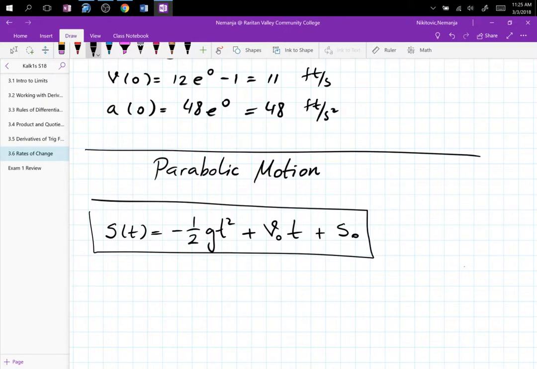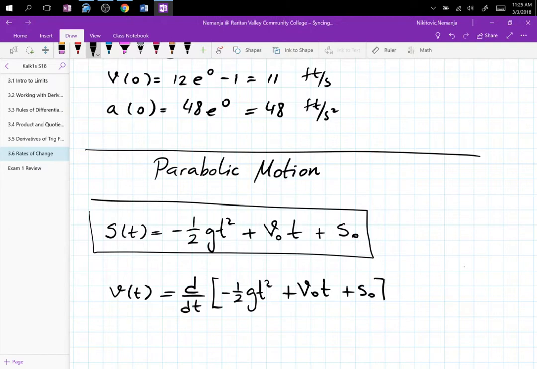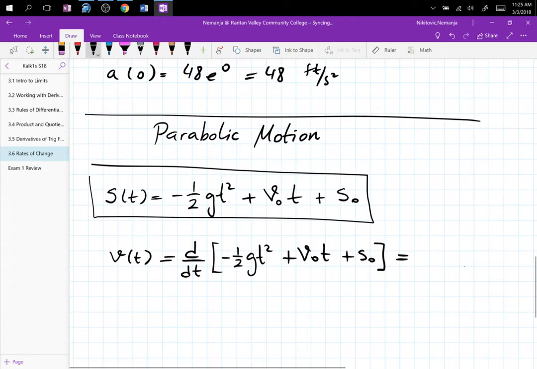So you have the position function given by this equation. Now we are going to take the derivative of this, keeping in mind that we are taking the derivative with respect to t, which is time. So now we have velocity in time, which is going to be the derivative of the equation above: negative 1/2 g t squared plus v0 t plus s0. All right, let's take this derivative.